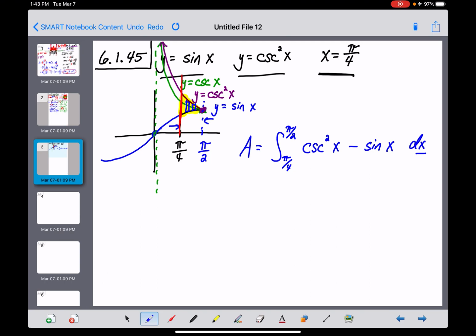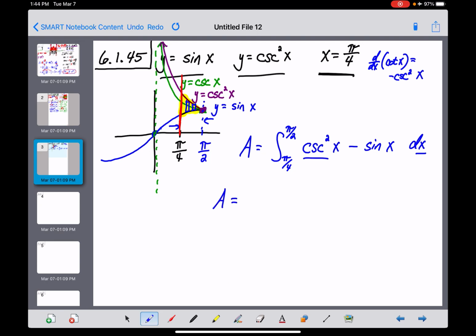Now the question for all of us would be, does this look like an antiderivative that we can evaluate by hand? And at first glance I thought no, but now I may be remembering something here, guys. The derivative with respect to x of cotangent of x, everybody, is negative cosecant squared of x. That's going to work for us here.